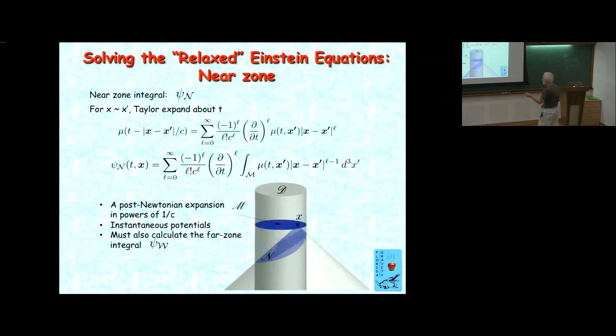Plug that into the solution, then psi, the near zone part of our field, is all of this stuff times L time derivatives of a kind of potential with our source mu times x minus x prime to the L minus 1.